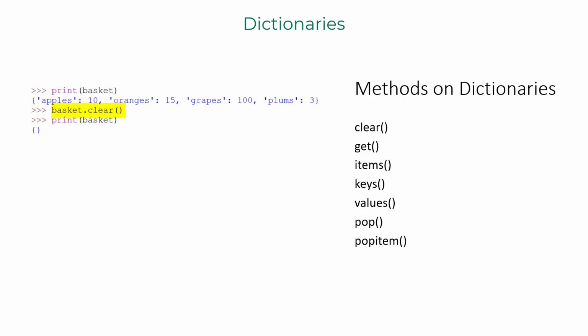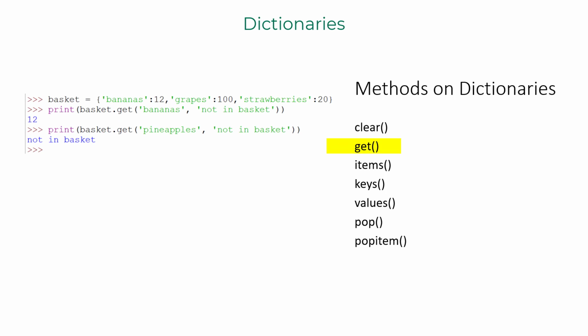If you apply the clear method on a dictionary, it clears all the key value pairs and results in an empty dictionary. I prefer using the get method to access a key value from a dictionary because it does not throw a key error exception like the direct access. Instead, it returns the default value you specify in the method.